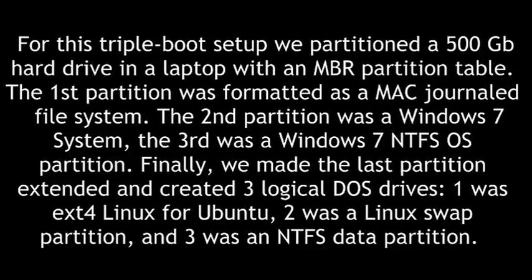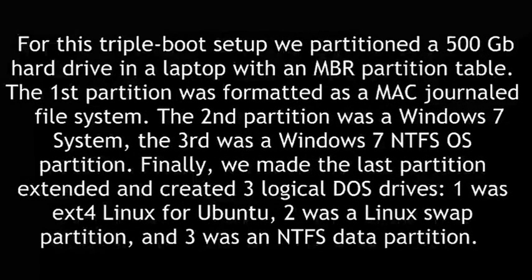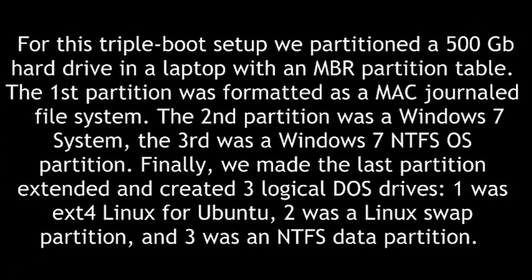For this triple boot setup, we partitioned a 500 GB hard drive in a laptop with an MBR partition table. The first partition was formatted as a Mac journaled file system. The second partition was a Windows 7 system. The third was a Windows 7 NTFS OS partition. Finally, we made the last partition extended and created 3 logical DOS drives. One was ext4 Linux for Ubuntu, 2 was a Linux swap partition, and 3 was an NTFS data partition.